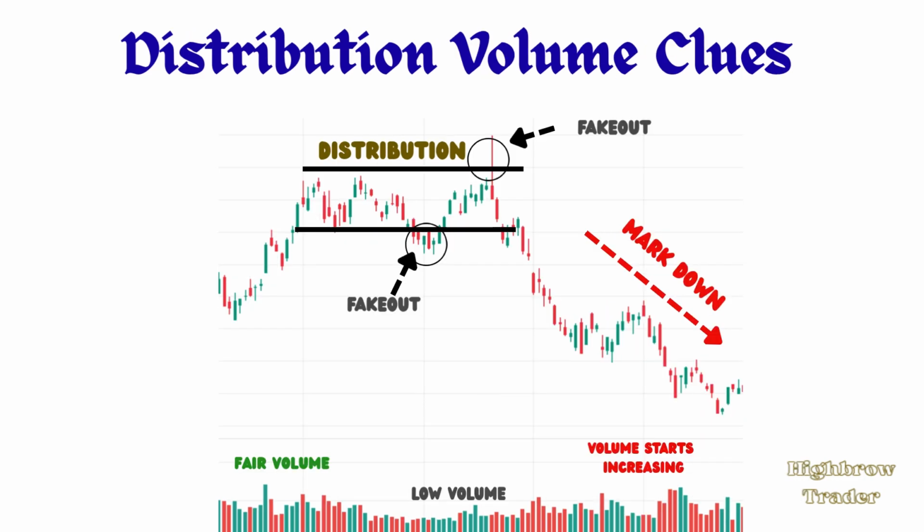During the markup phase, volume was healthy and supported the uptrend. But as price entered a sideways distribution range, volume began to decrease, a sign of weakening momentum. Occasional fake outs and wick-heavy candles within the range showed temporary volume spikes, revealing hidden selling pressure. Once the markdown began, volume increased noticeably, confirming that strong hands had finished distributing and the sell-off was underway.